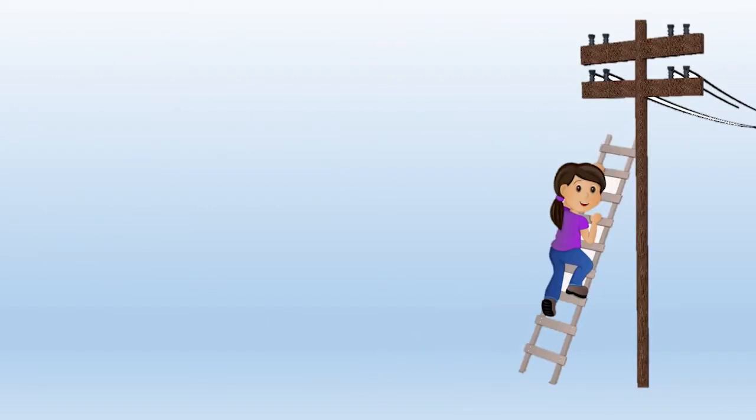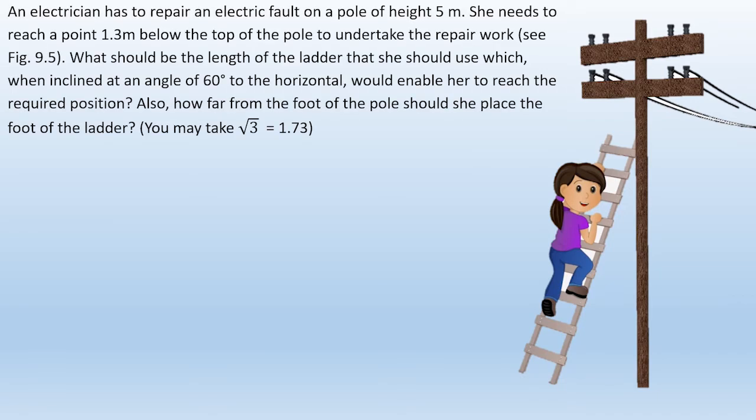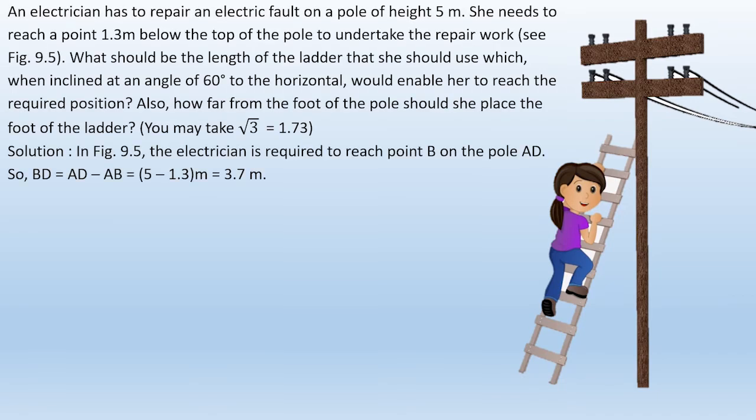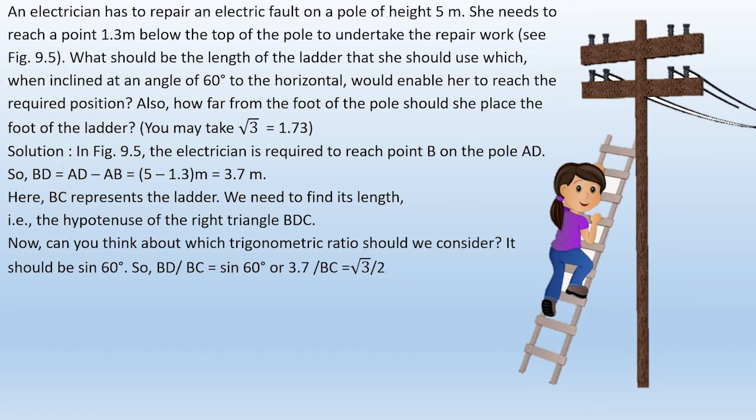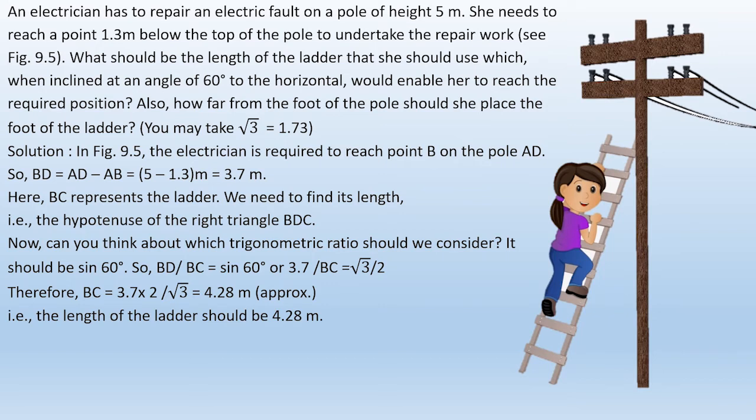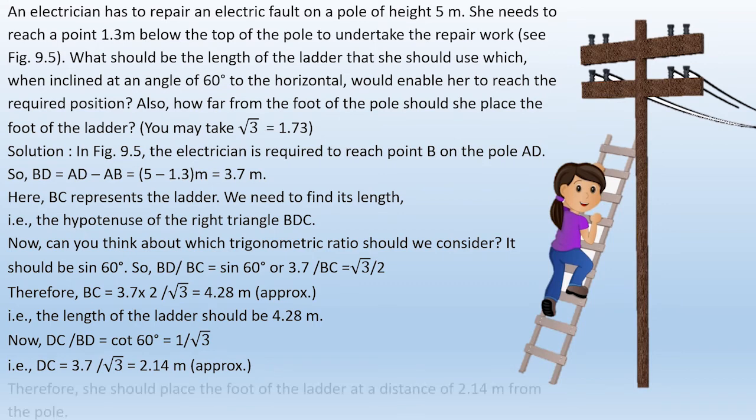Now we are going to take a look at another example. Here in the picture you can see an electrician is trying to repair something on an electrical pole which is 5 meter tall. The electrician has to work on a point which is 1.3 meter below the top point of the pole. If the electrician uses a ladder at a 60 degree angle against the pole, what should be the height of the ladder so that she can reach the required point?